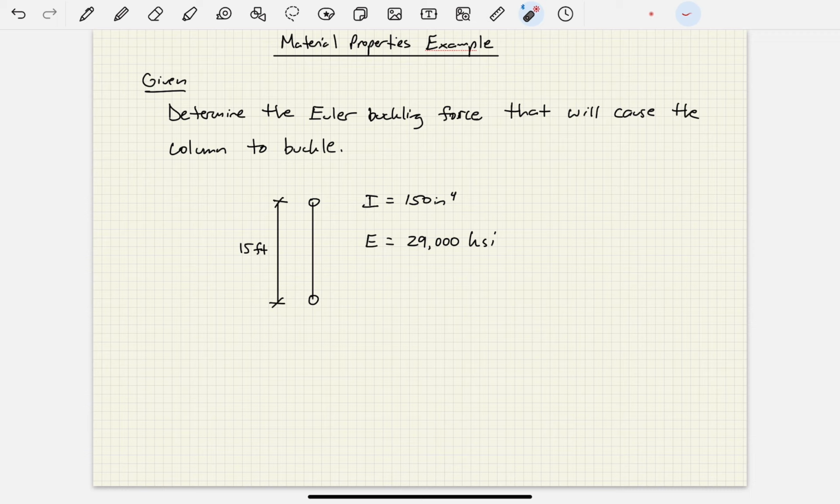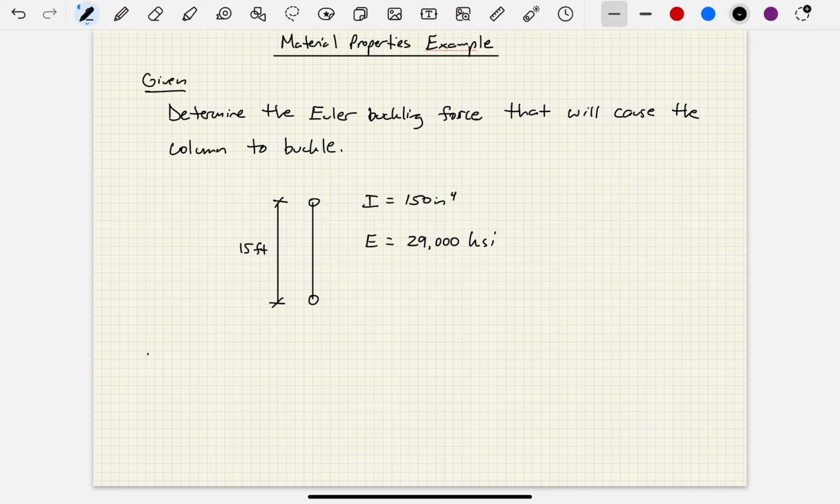In the given information, we're being asked to determine the Euler buckling force that will cause the column to buckle. So here we have this column, and we see that it's pin connected at its ends, and it's 15 feet long. We're given a moment of inertia of 150 inches to the fourth power, and a modulus of elasticity of 29,000 kips per square inch. That's what a KSI is.